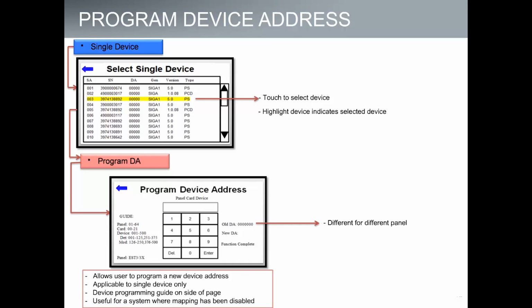Select the device which needs to be programmed. Enter the new device address using the keypad that appears. Follow the device addressing guide on the screen to program the new device address. Press Enter to complete the action. Pressing the back arrow will allow the user to return to the single device menu when complete.